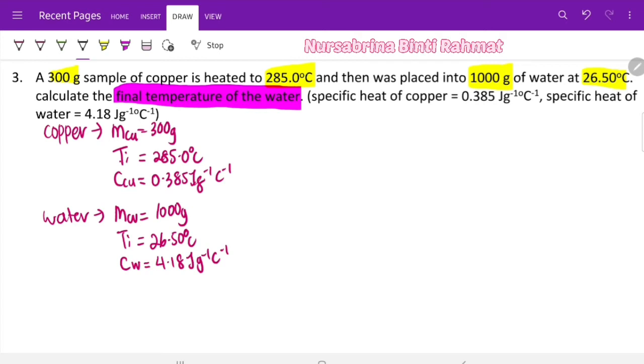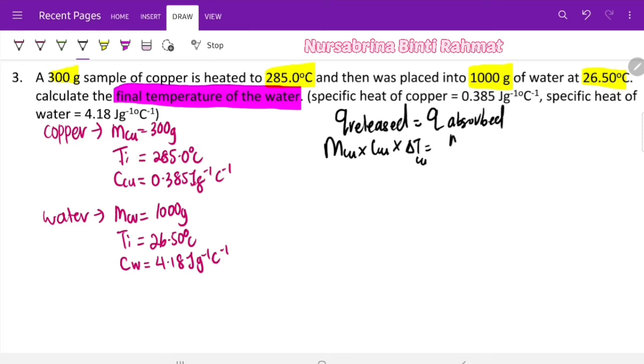Okay, as usual, water will absorb heat. So Q release, which is for your copper, equals Q absorb, which is for your water. So mass of copper times specific heat capacity of copper times delta T equals mass of water times specific heat capacity of water times delta T of water. Okay, so let's substitute the information that we have into the formula.